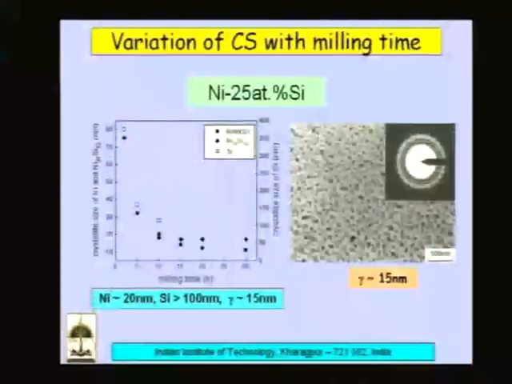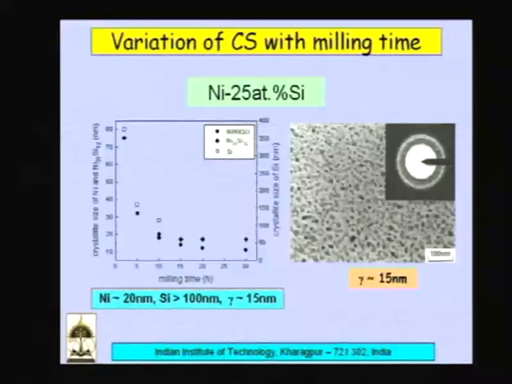One can also produce very fine particles. For example, this is another example of a nickel silicide, which is called the gamma phase, Ni31Si12 phase. One can produce very fine particles of them, and what is important is that this is produced by a technique which is what I called the top down approach.